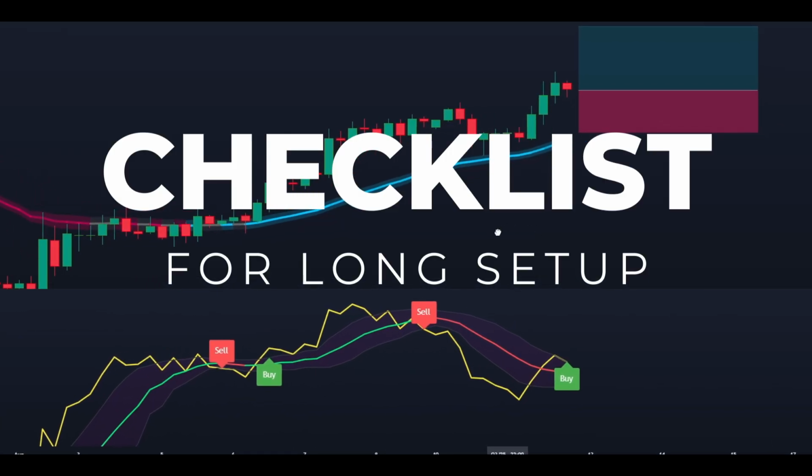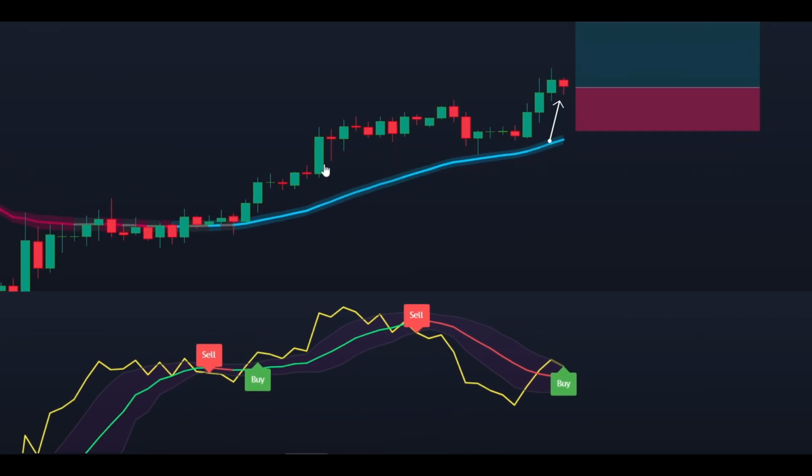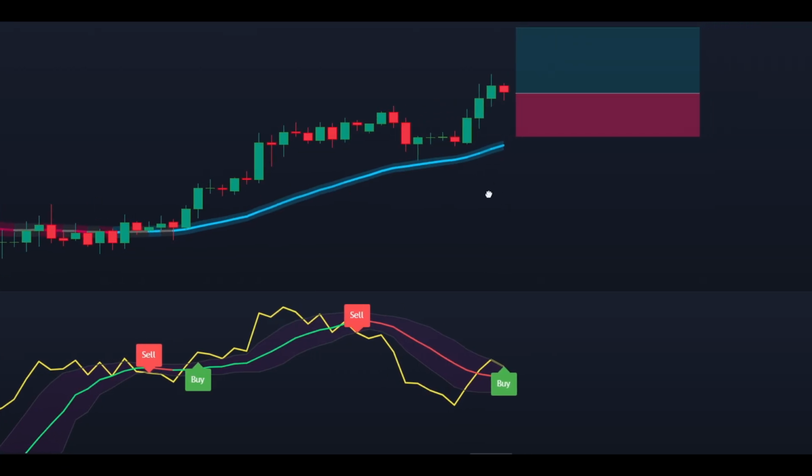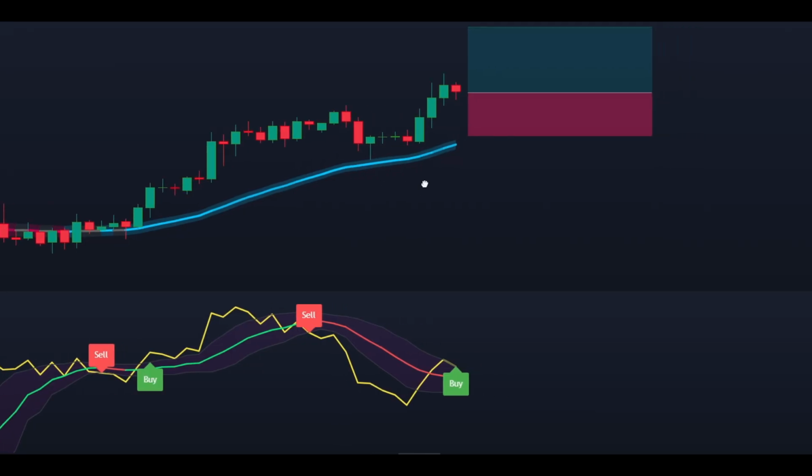Long setup checklist. First, trend. Price is trading above the SSL EMA-30 baseline. Second, pullback. Price pulls back and touches the baseline but does not close below it during the pullback. If a candle closes below the baseline, the setup is invalid.